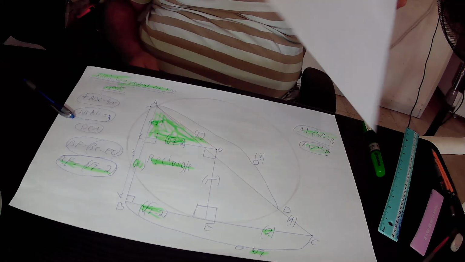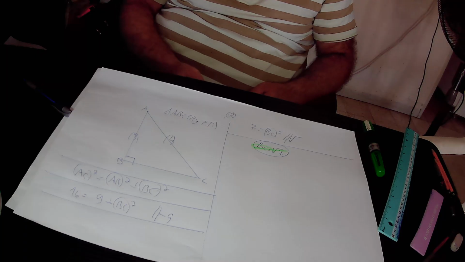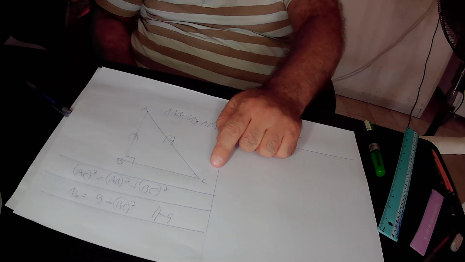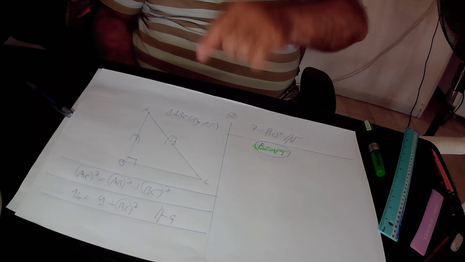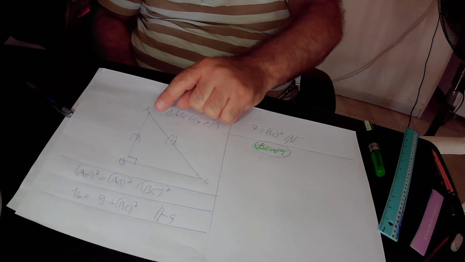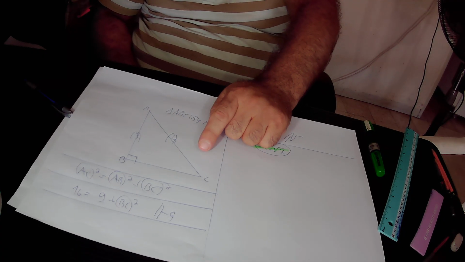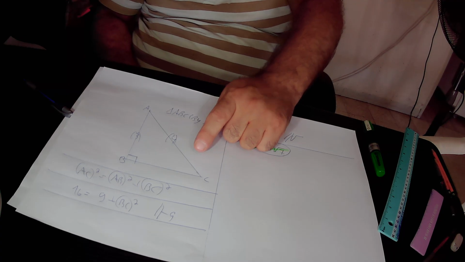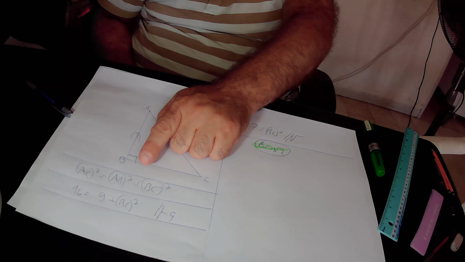This is the right triangle ABC. According to the Pythagoras theorem, AC squared, that is the square of the hypotenuse, equals AB squared plus BC squared. AC is 4, therefore AC squared is 4 squared, that is 16, and it equals AB squared. AB is 3, therefore AB squared is 3 squared, that is 9, plus BC squared. BC is the missing side. So in total, we should find that 16 equals 9 plus BC squared.